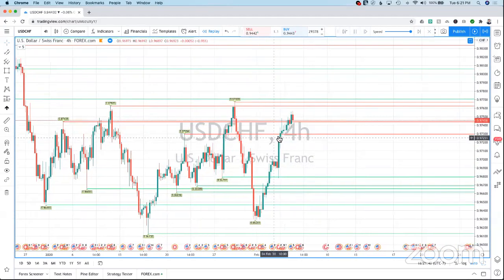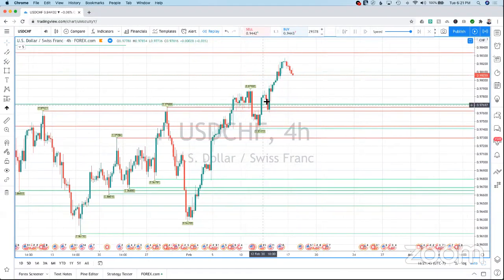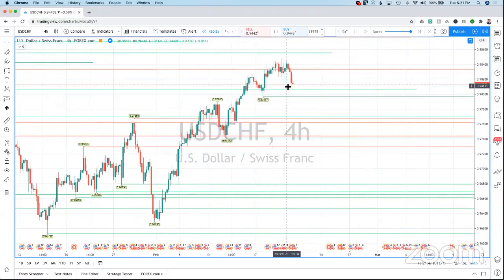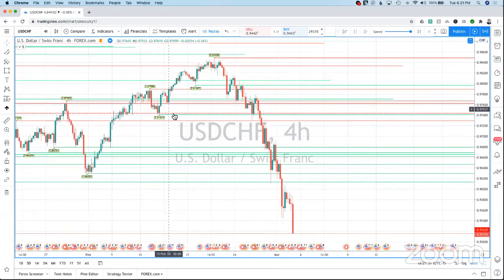So you can see right here, price came up, rejected off this zone right here, came back down, came up, rejected right here, came up, and it pretty much lets you identify exactly where price is going to be rejecting from.